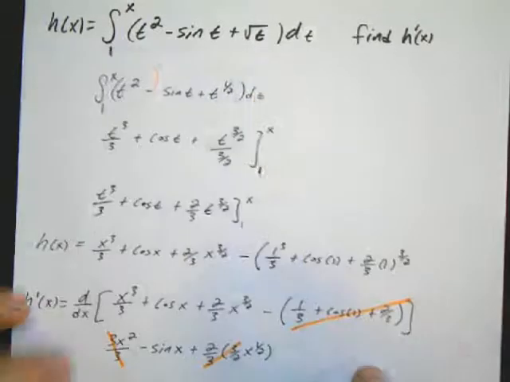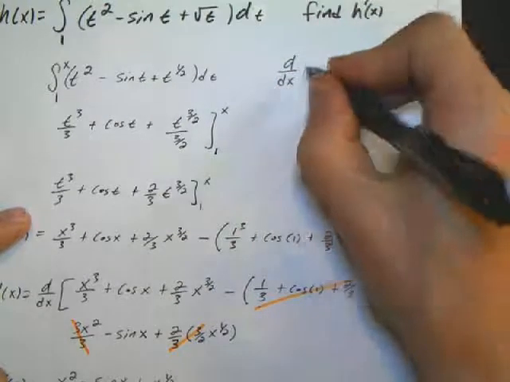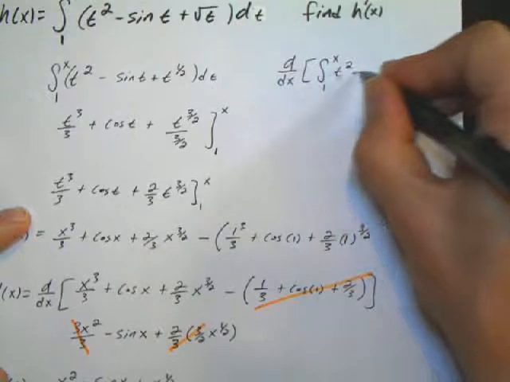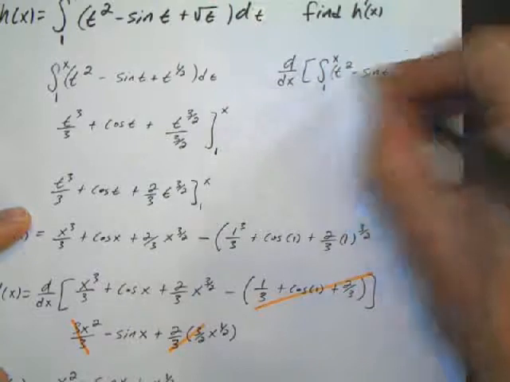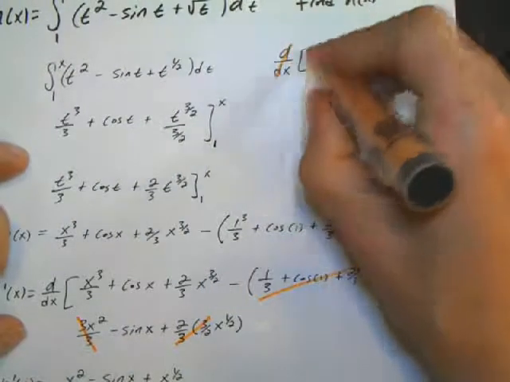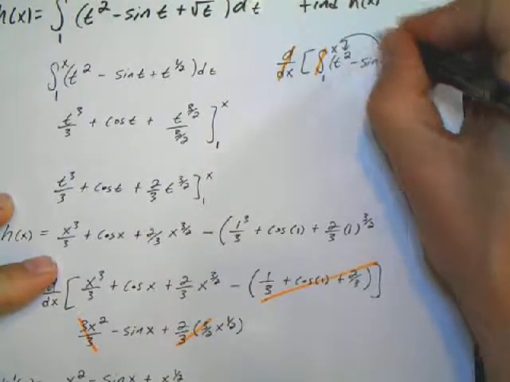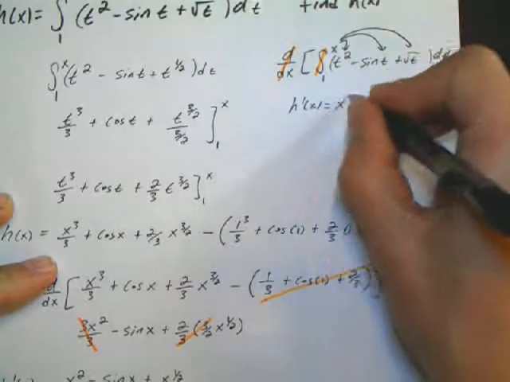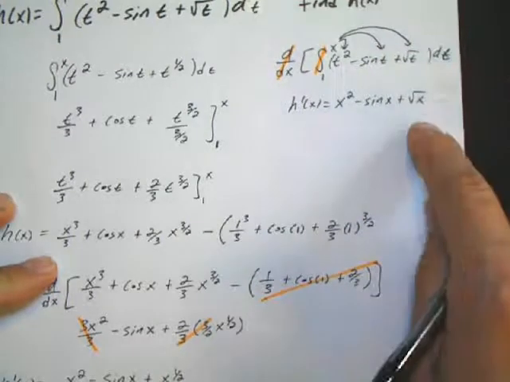Because really what I could have done for this problem, had I used the fundamental theorem of calculus, was this integral and this derivative cancel out. And you can see that all I would have to do after I cancel the derivative and the integral is just swap in x for each one of these variables. So x goes in place basically of t. So my derivative is going to be x squared minus sine of x plus square root of x.